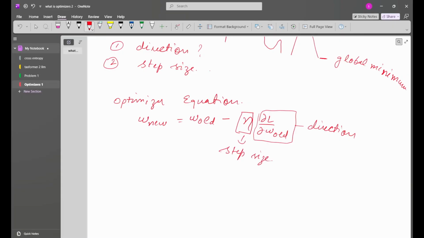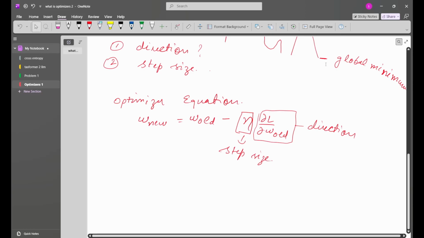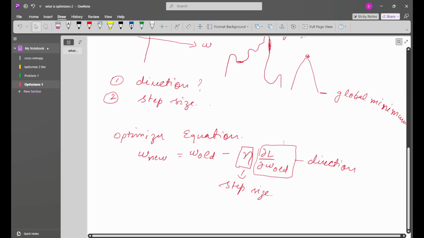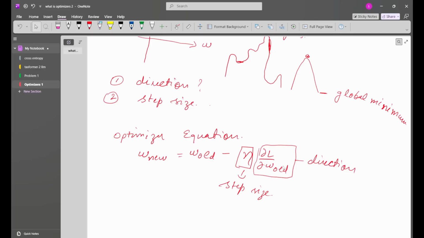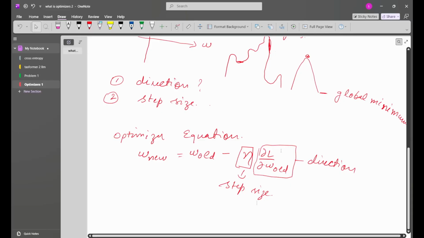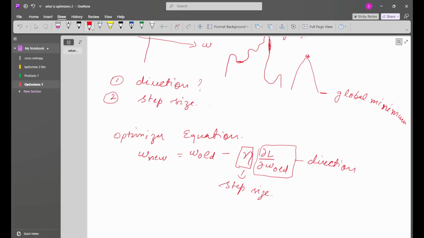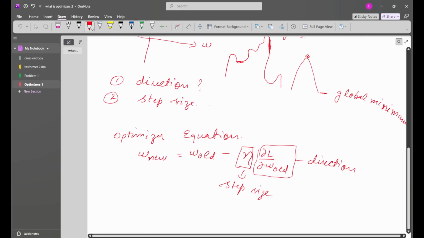Without the learning rate, we cannot reach the global minima, because sometimes the gradient is very large, then our training explodes, and sometimes it is very small, so W old will not change in that case. So we need the learning rate. It works as a scaling factor.